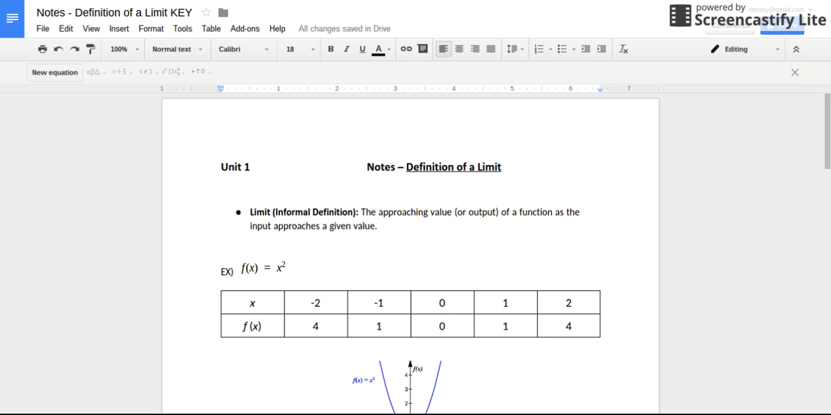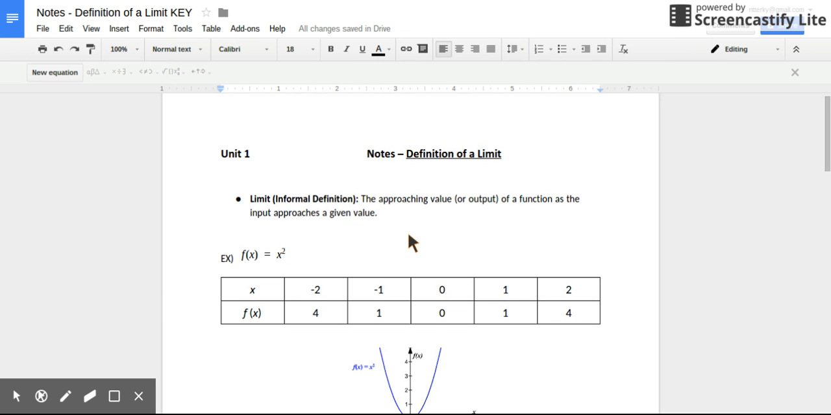In this video, we're going to be talking about the definition of a limit. A limit is an output. That's its most informal definition. But we need to get used to this idea of approaching values. So we can approach a given input. We can get closer and closer to plugging in a specific input. And when we do that, our outputs approach a specific value as well.